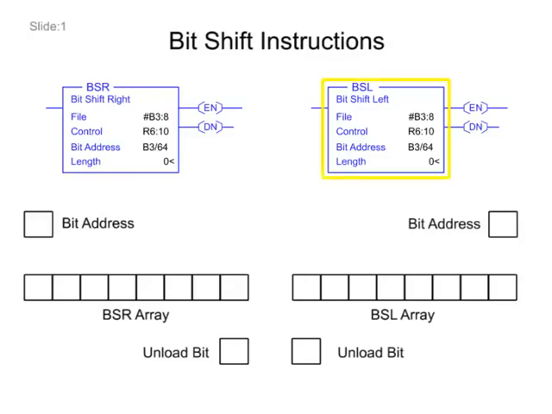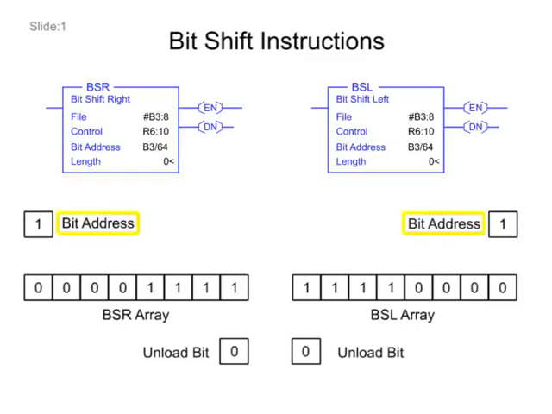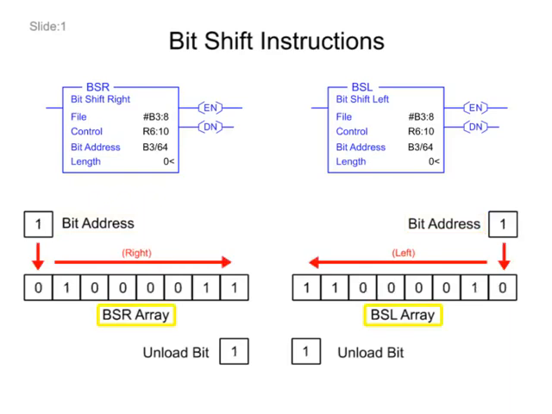The bit shift left and bit shift right instructions load data into a bit array 1 bit at a time. The data is shifted through the array and unloaded 1 bit at a time.